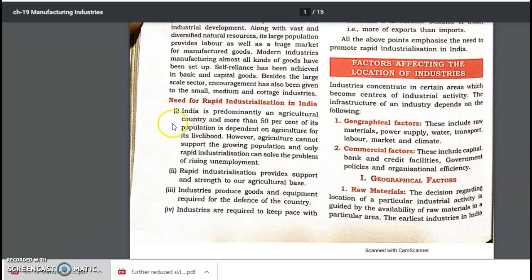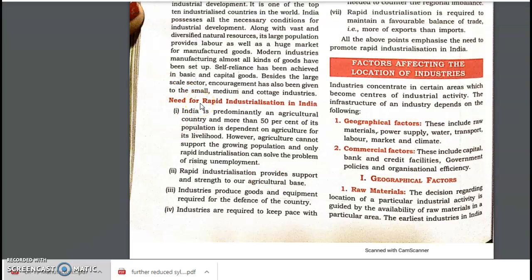Now, a question arises, why do we need industrialization in India? So, India is predominantly an agricultural country. We all know that more than 50% of the population is still depending on agriculture for their livelihood. Therefore, agriculture cannot support the growth of the population. We cannot just rely on agriculture, and only rapid industrialization can solve the problem of rising unemployment.